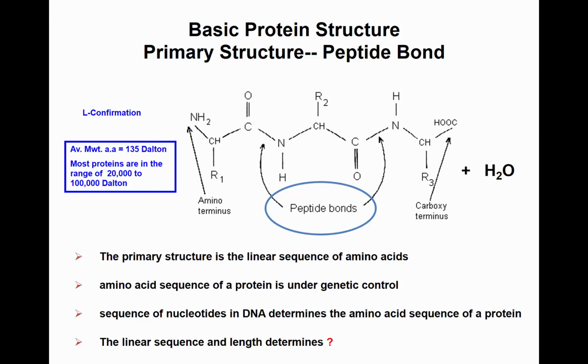So the linear sequence of a protein and the length of a protein determines what, or has an impact on what? In your opinion? Yes, Ryan? There you go. He summed it up in two words. Yes, structure of the protein and the function. Structure of the protein in what way?